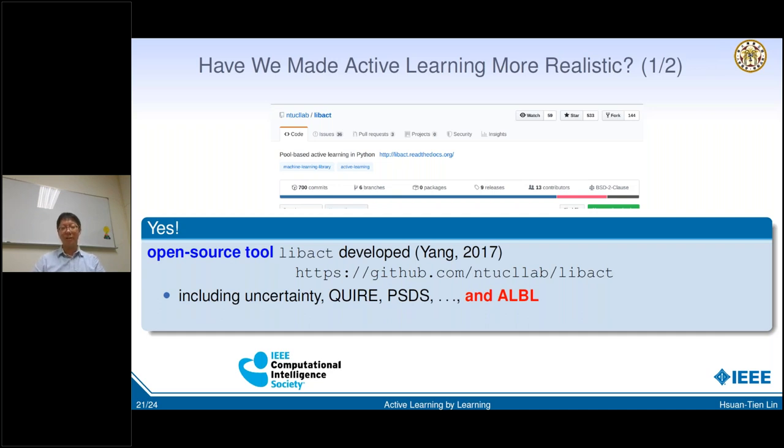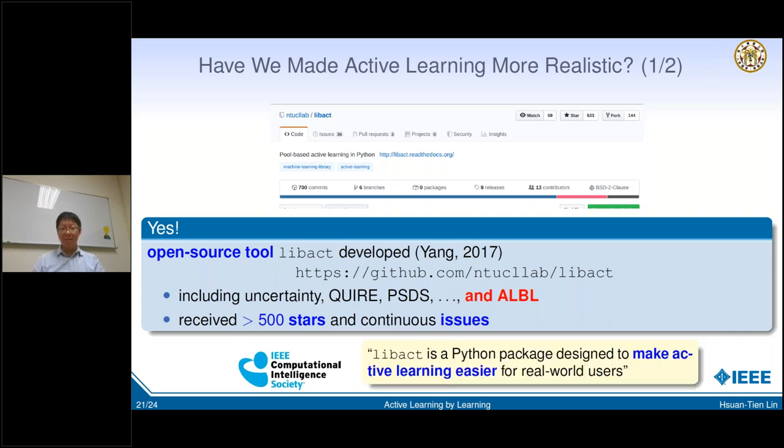Actually, we started this research with the understanding that making choice is not easy for practitioners, and therefore we want to design an algorithm to help. And this particular package received more than 500 stars on GitHub and continuous issues, showing that people really want to use it. So maybe we have made some impact in the community by making active learning more realistic. And that's the core of the design of libact. We want to make active learning easier for real world users.